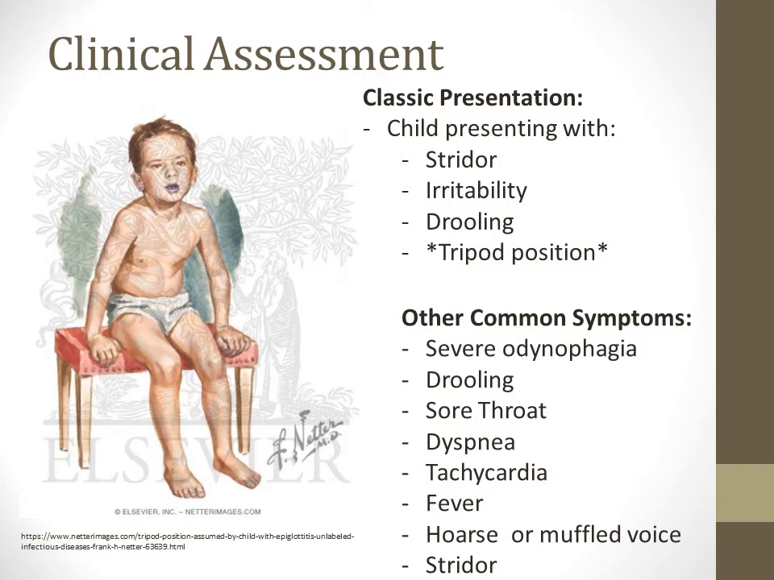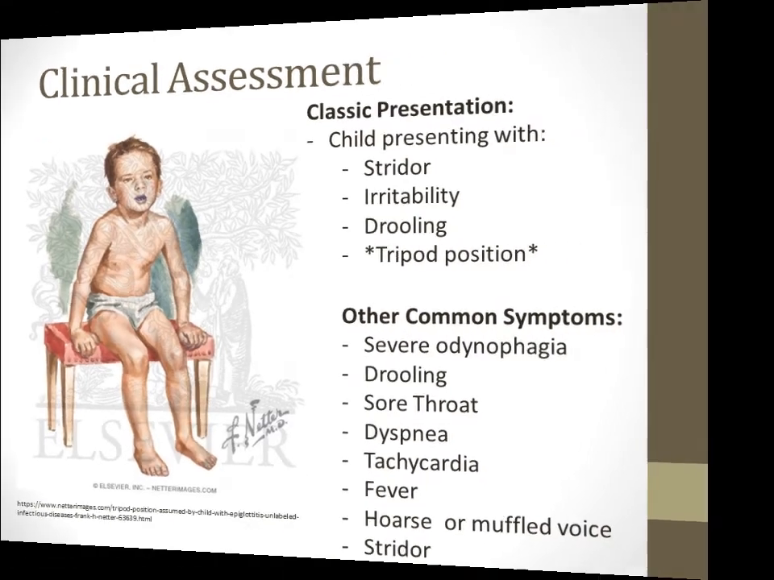But since the development of the vaccine and as time has gone on, it's actually evolved from the classic presentation and occurs more often in adults now than it does in children. So some more common symptoms for us to look for in the clinic and the hospital would be severe odynophagia, drooling due to inability to swallow one's own saliva, sore throat, dyspnea, tachycardia, fever, hoarse or muffled voice, and stridor. And again, those are the more common symptoms that we would look for in real life as opposed to the classic presentation seen in the image.